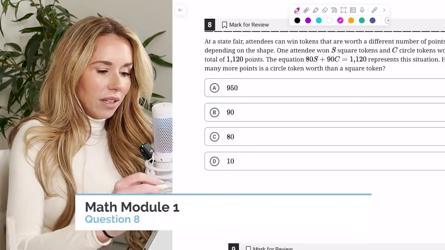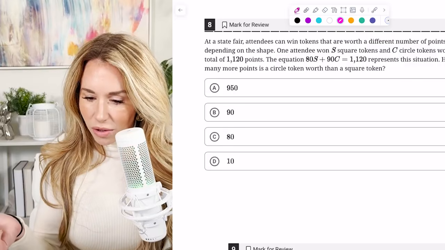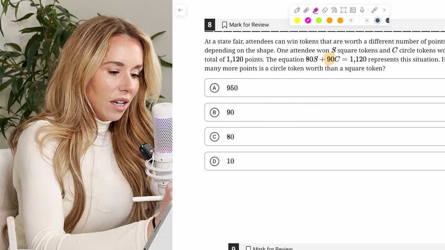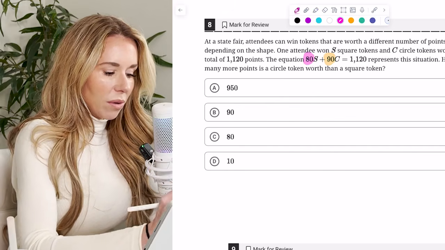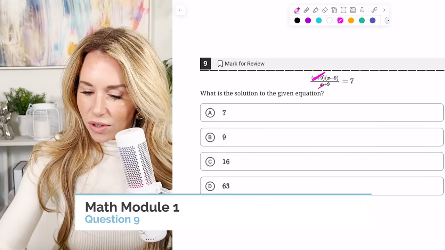At a state fair, attendees can win tokens. Oh, this is an interpreting equations problem. How many more points is a circle token worth than a square token? Well, a circle token is worth 90. A square token is worth 80. How many more points is that? 10.